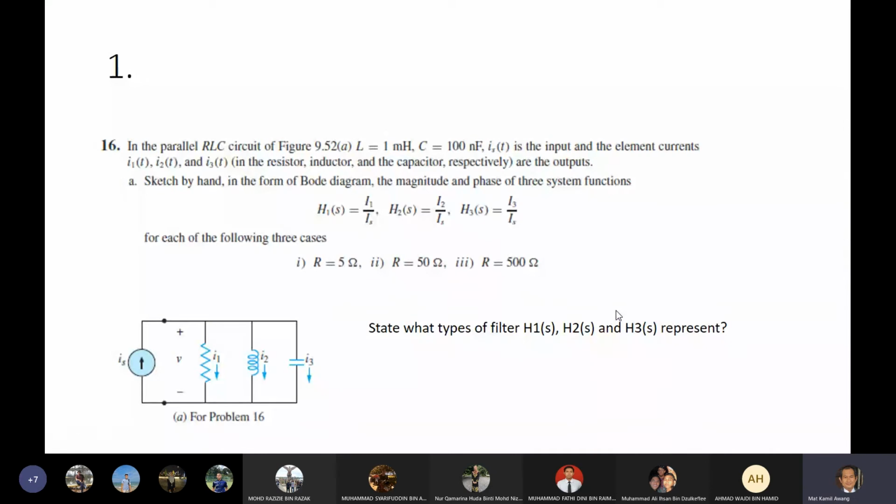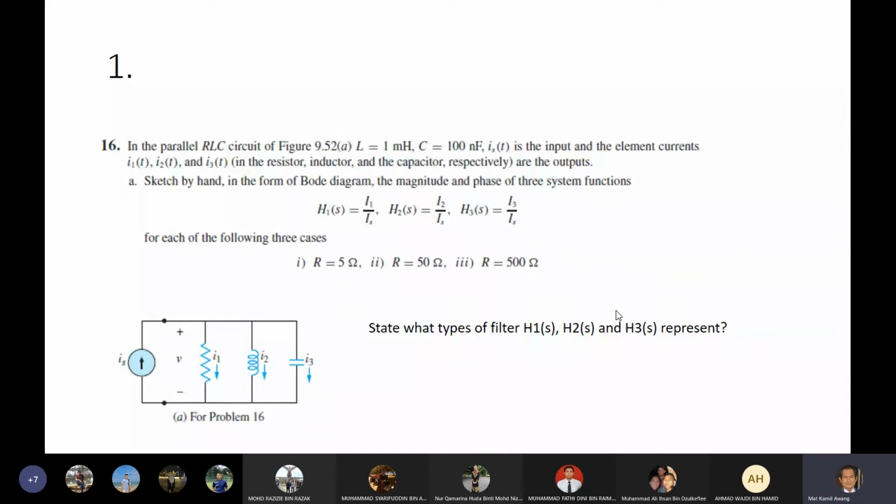You are given these circuits. Okay. For the test, a simple filter is included. But you don't have to do calculation. Just at least you need to recognize what kind of filter that is.